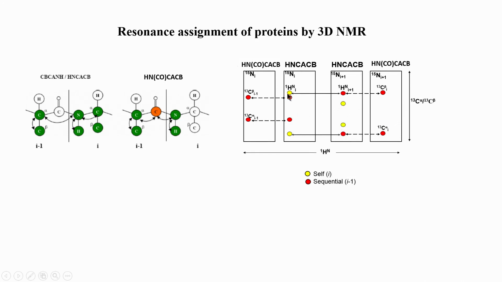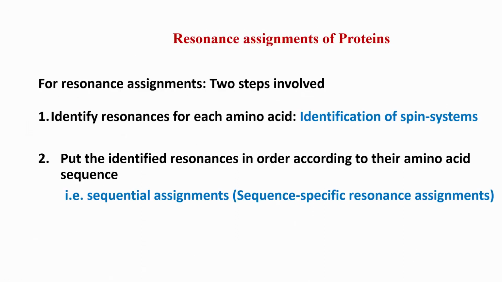So, you see the self is becoming sequential when you go this side, and the sequential will become self when you go this side. Self and sequential are interchangeably changing because whatever is self for this amino acid will be sequential for the next amino acid. This way we can connect two chemical shifts and continue the assignment. So, what is the assignment we are doing? You are finding a connectivity, a stretch of amino acids which are connected.